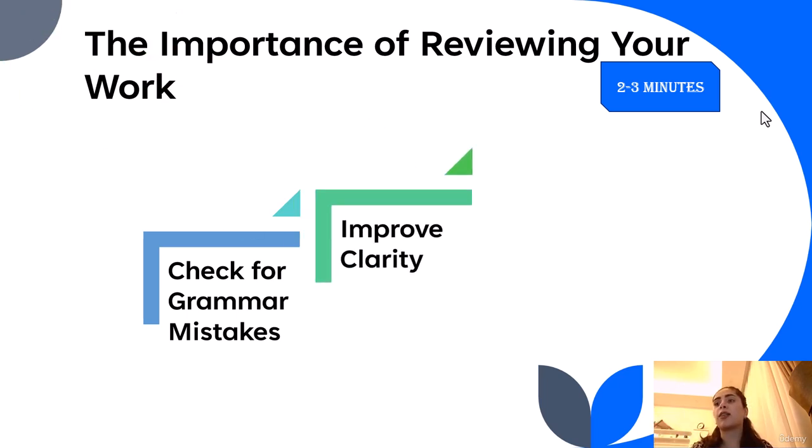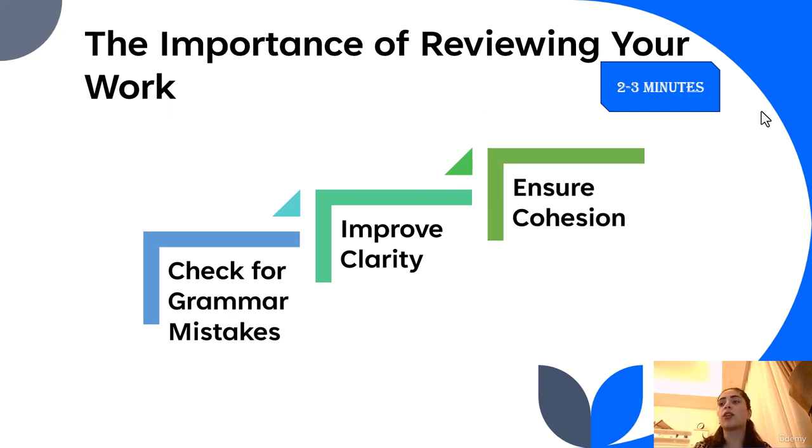Improve your clarity. If a sentence feels unclear or awkward, rewrite it more simply. For instance, if you wrote, "The online education system offers lots of benefits for people who have a job," you can make it more formal and concise: "Online education provides significant benefits for working professionals." Ensure cohesion. Check that your transitions between paragraphs are smooth. Add linking words if necessary. For example, however, in addition, therefore.